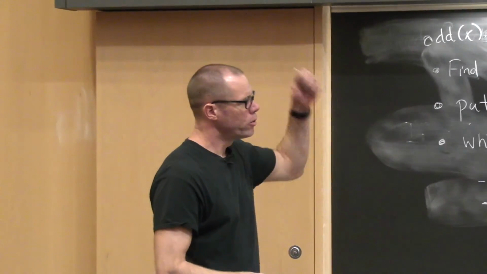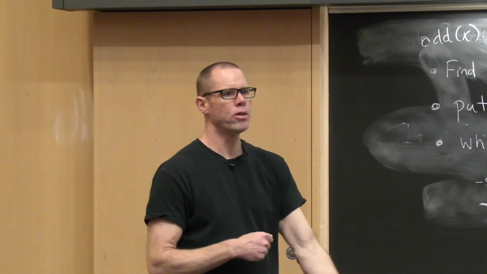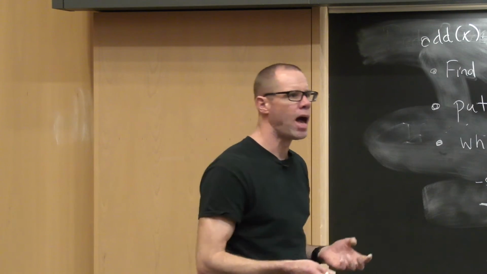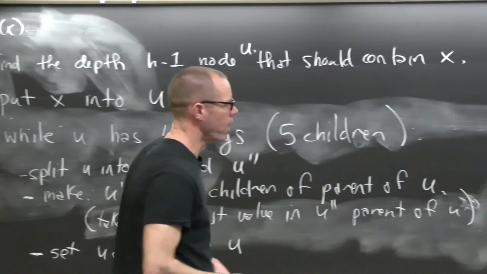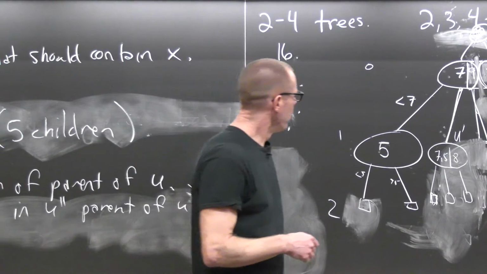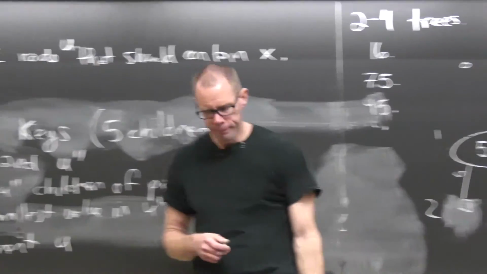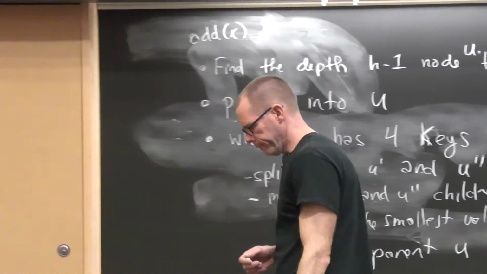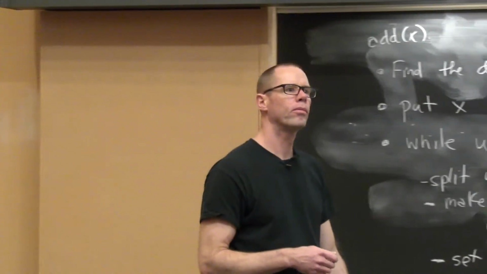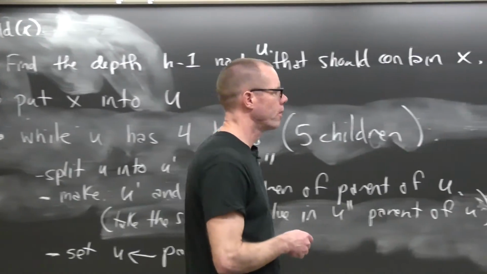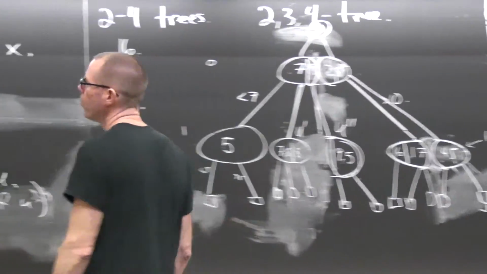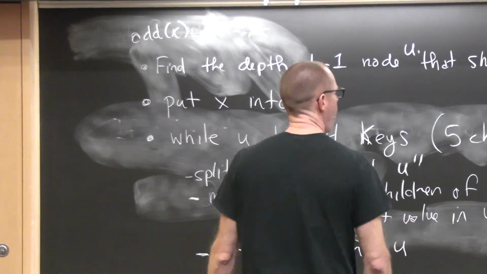Easy to remember. Just put the key where you think it should go. If that node is too full, split it in 2, and that means add something to the parent and work your way up there. It's an easy operation to remember. Okay? Any questions? No? Good. All right. So now we know how to add.